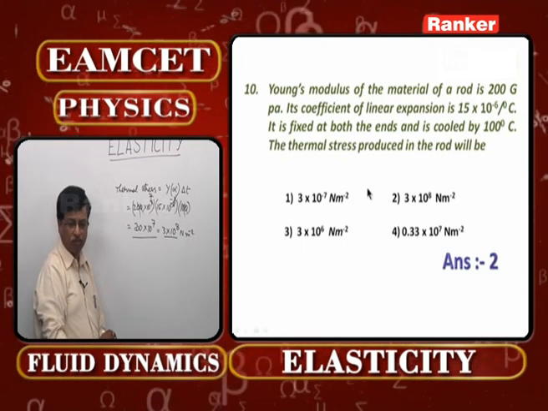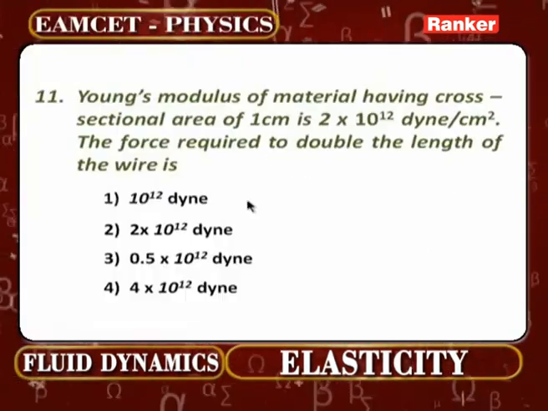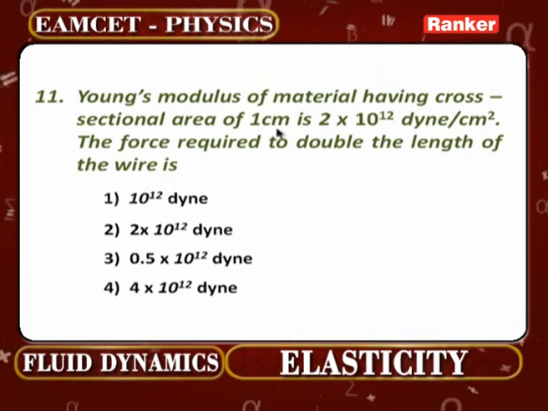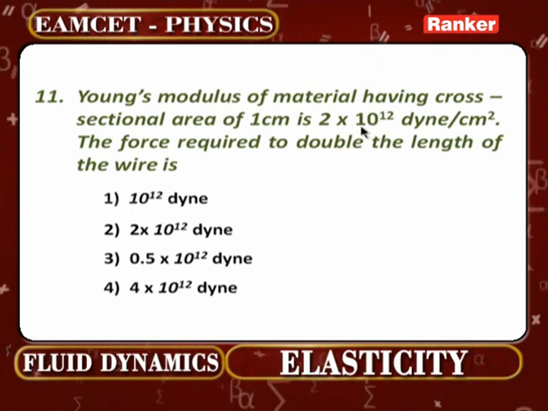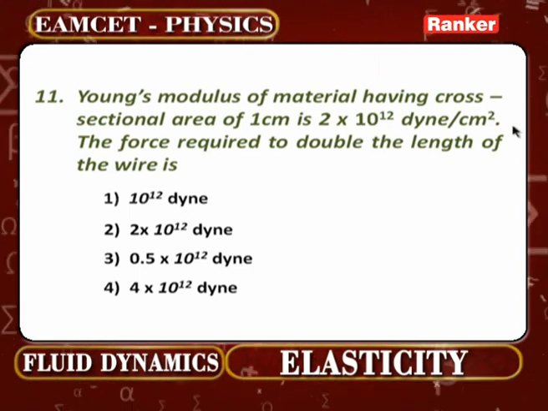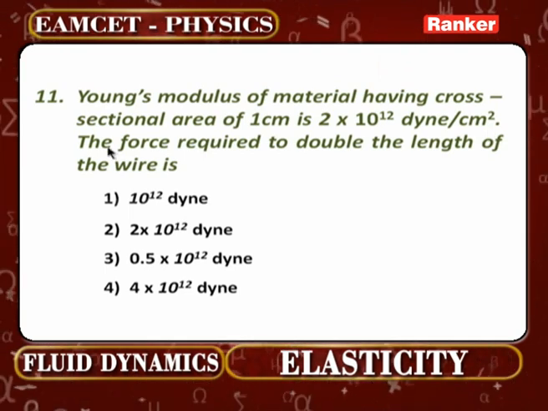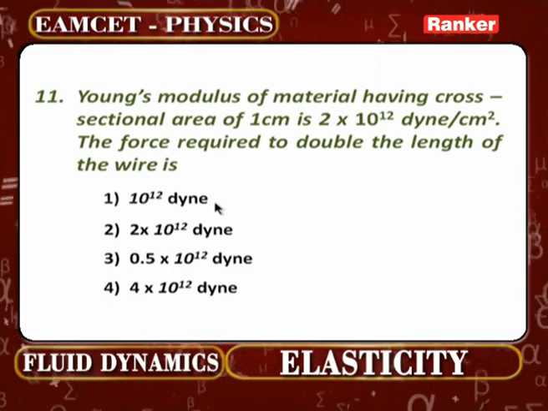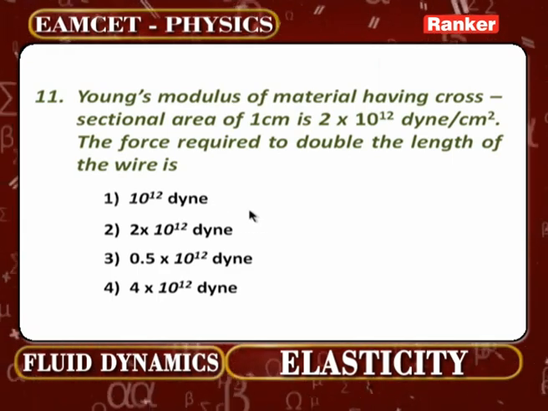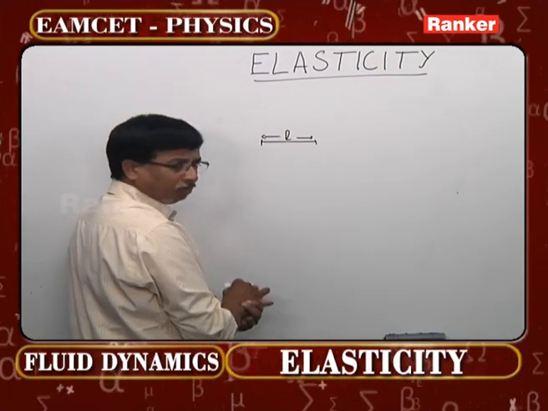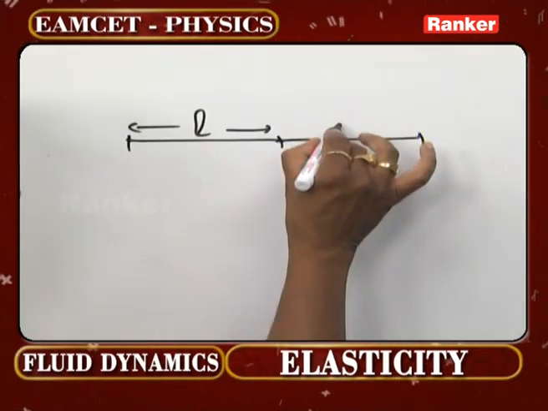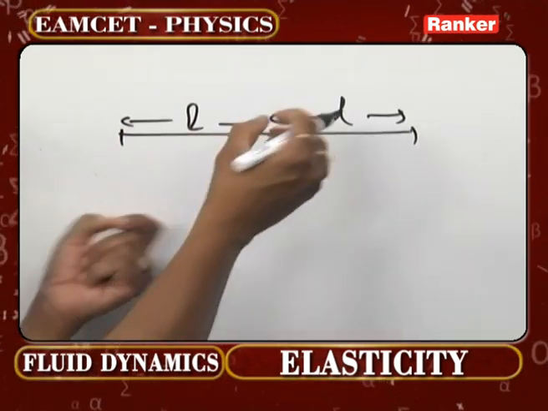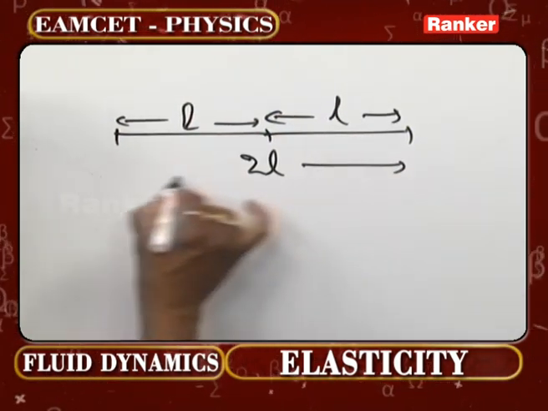Let us now check the next number, that is problem number 11. Young's modulus of a material having cross-sectional area of 1 centimeter square is 2 into 10 power 12 dyne per centimeter square. The force required to double the length of the wire. One should carefully observe this wording, please. Suppose the length of a wire is taken as L. When I double this length, one more L will be added to that. In the sense what I am stretching that one to double its length. Now what will be the present length of this one, please?